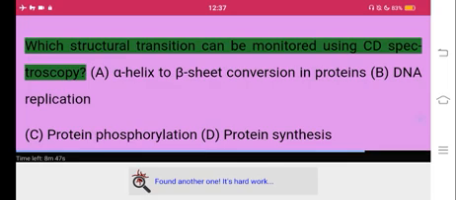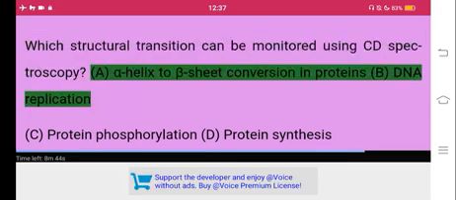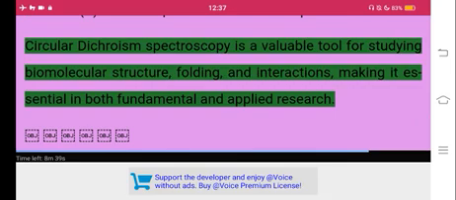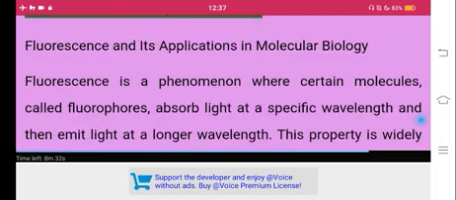CSIR NET 2017. Which structural transition can be monitored using CD spectroscopy? A. Alpha helix to beta sheet conversion in proteins. B. DNA replication. C. Protein phosphorylation. D. Protein synthesis. Answer: A. Alpha helix to beta sheet conversion in proteins. Circular dichroism spectroscopy is a valuable tool for studying biomolecular structure, folding, and interactions, making it essential in both fundamental and applied research.